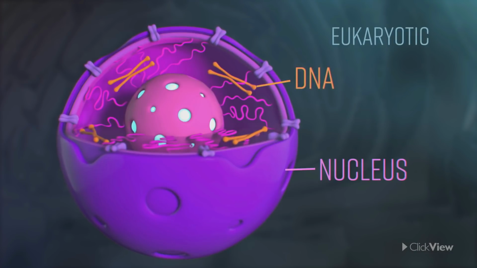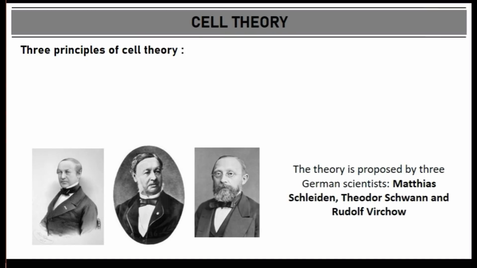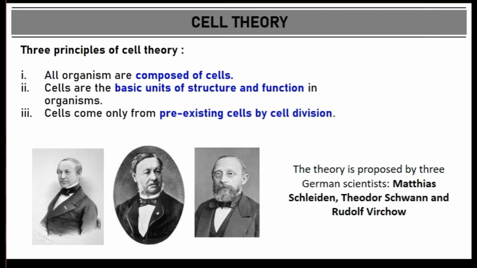So, let's discuss the cell theory. The theory was proposed by 3 scientists, Schleiden, Schwann, and Virchow. The first cell theory is all living organisms are composed of cells. Second is, cells are the basic unit of structure and function in organisms. Third is, cells come only from pre-existing cells by cell division.